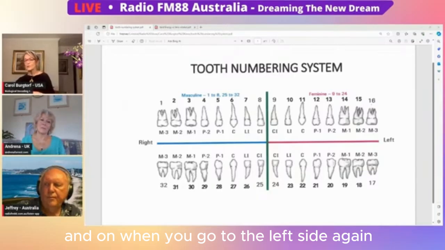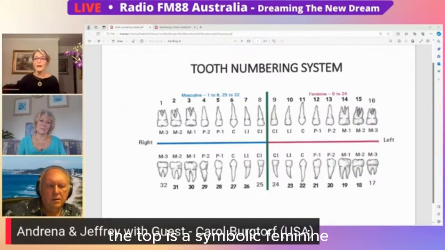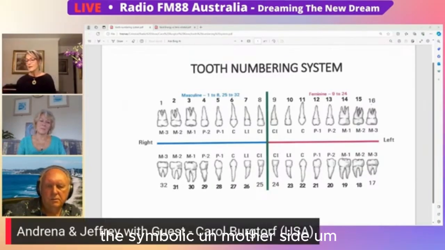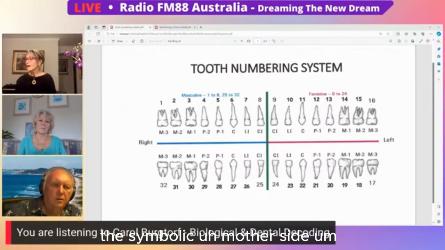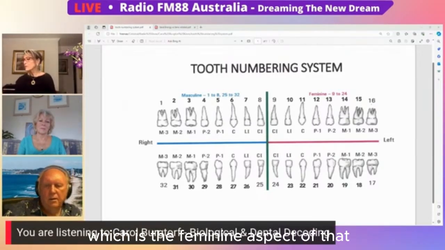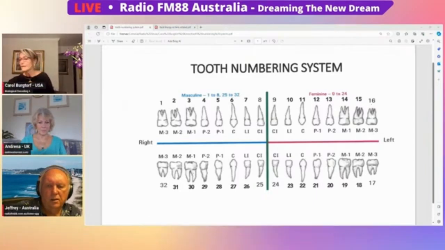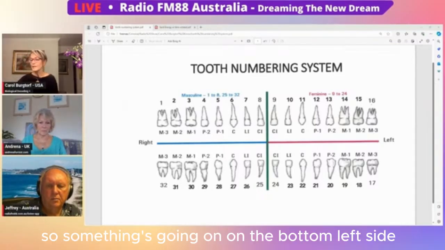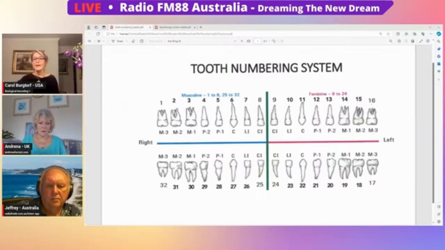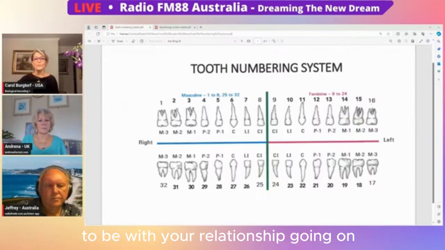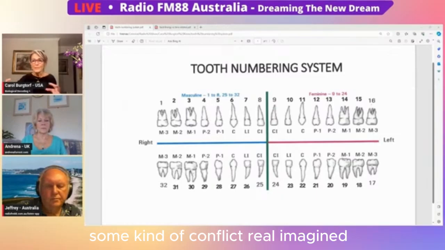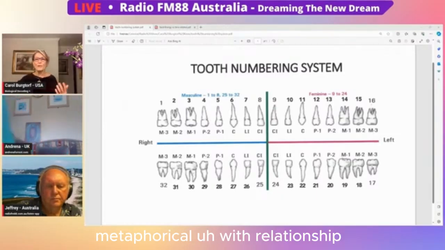And when we go to the left side, again, the top is the symbolic feminine, the symbolic mother side. And you go down to the lower, which is the feminine aspect of that. Then you get into relationships of spouses and family and couples. So if something's going on the bottom left side, it very well could have to do with a relationship going on, some kind of conflict, real, imagined, or metaphorical, with a relationship.